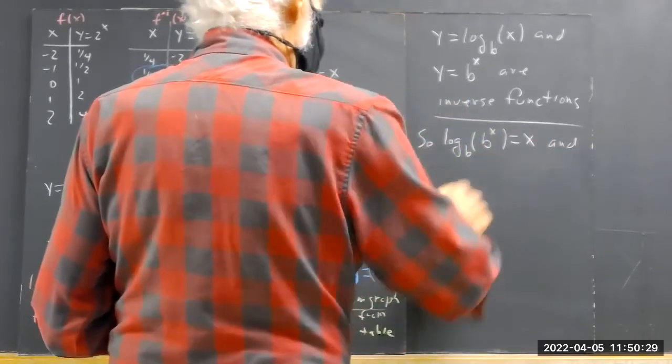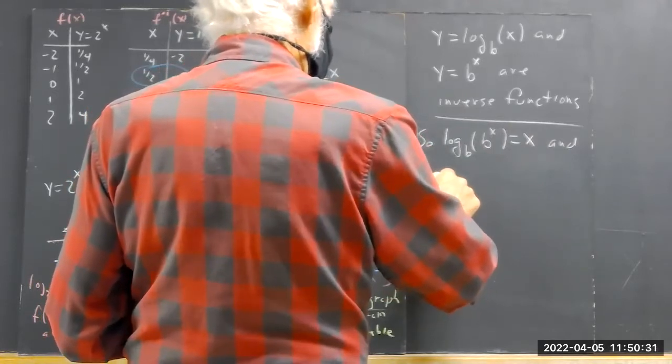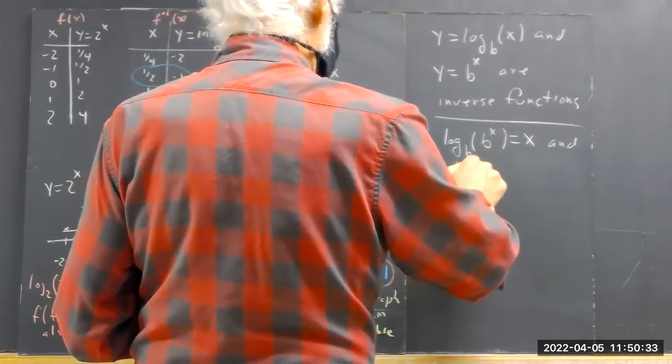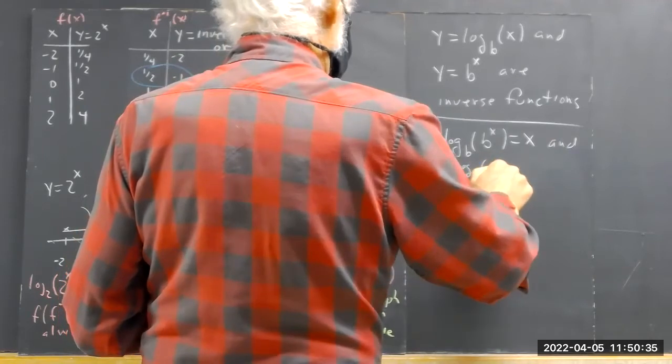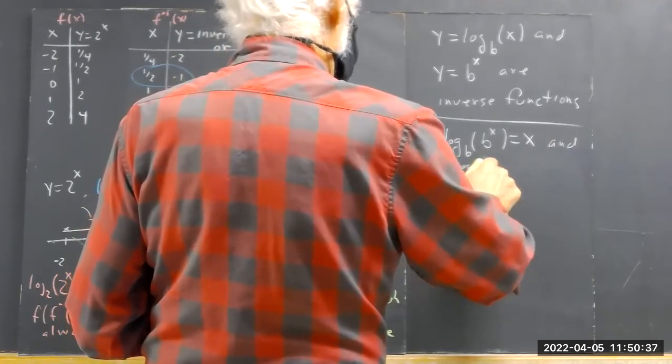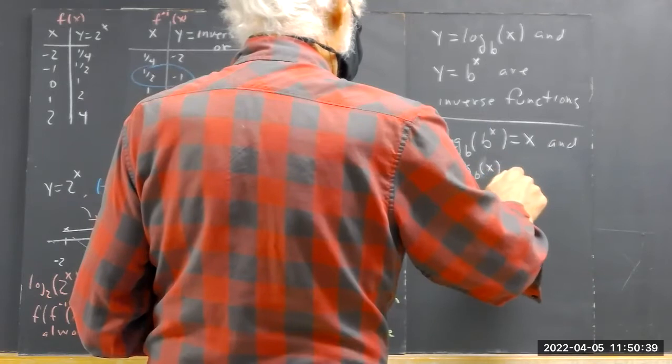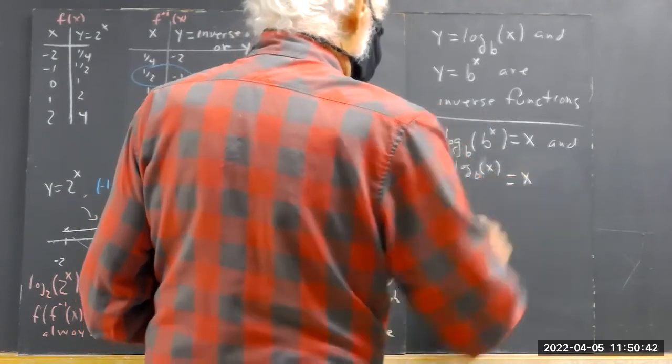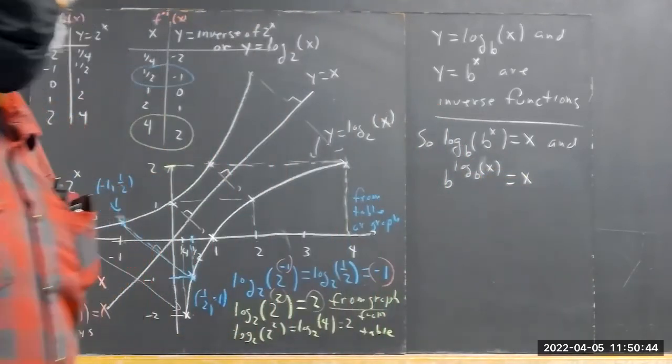Log base b of b to the x equals x, and b to the log base b of x equals x.